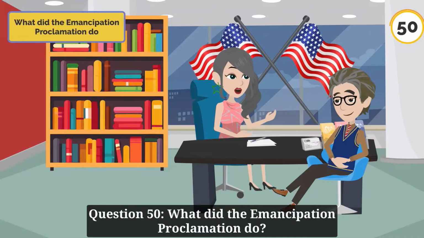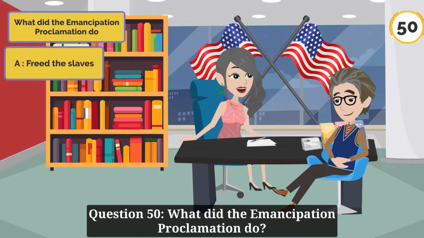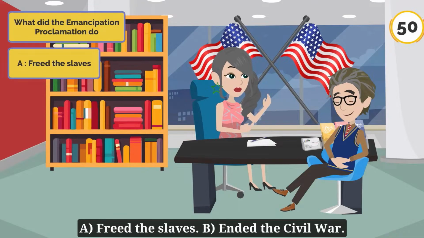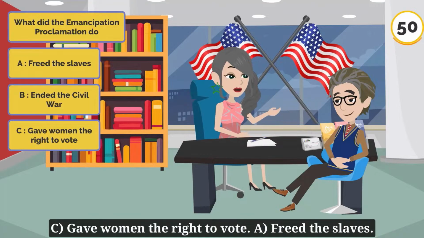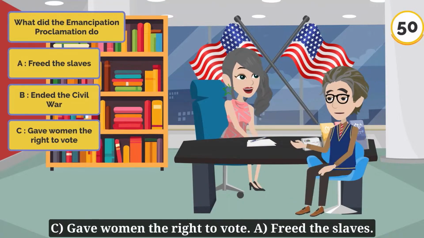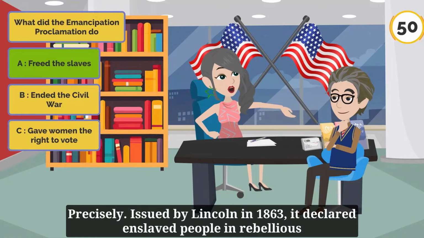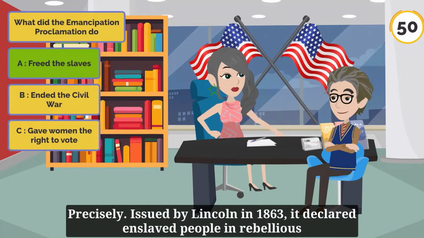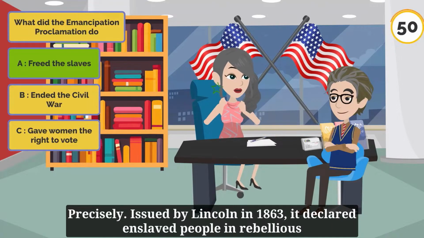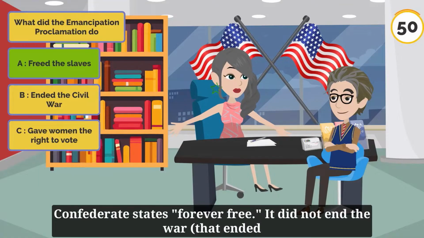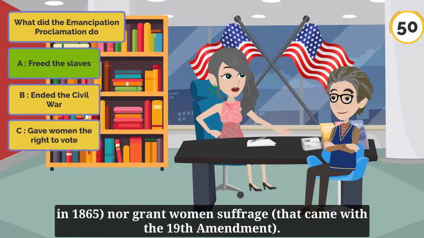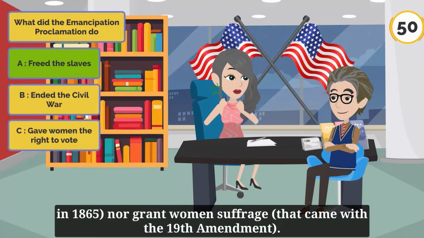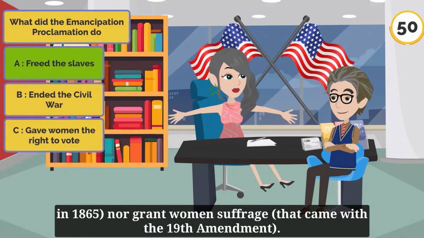Question 50. What did the Emancipation Proclamation do? A. Freed the slaves. B. Ended the Civil War. C. Gave women the right to vote. I'll go with A. Freed the slaves. Precisely. Issued by Lincoln in 1863, it declared enslaved people in rebellious Confederate states forever free. It did not end the war that ended in 1865, nor grant women suffrage that came with the 19th Amendment.